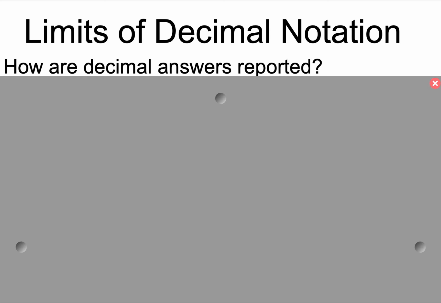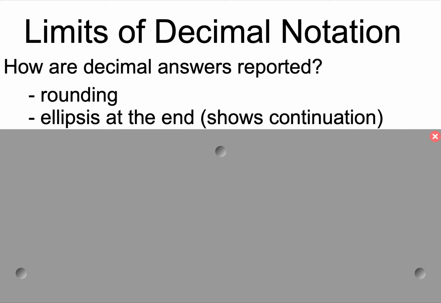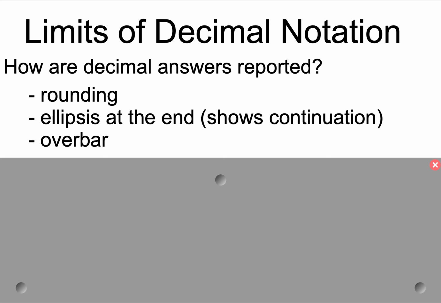First, let's talk about the limits of decimal notation. This is kind of talking about how calculators report things. There are three ways you can report decimals. You can use rounding, where you pick a decimal place, round it, and cut it off at that point. You can use an ellipsis at the end, which shows continuation. And you can also use an overbar.